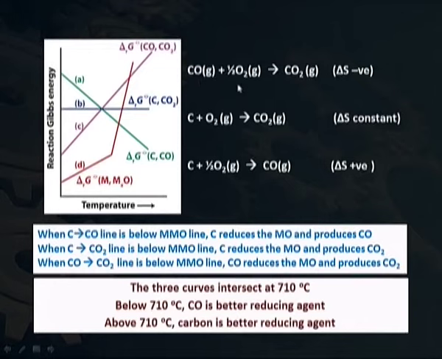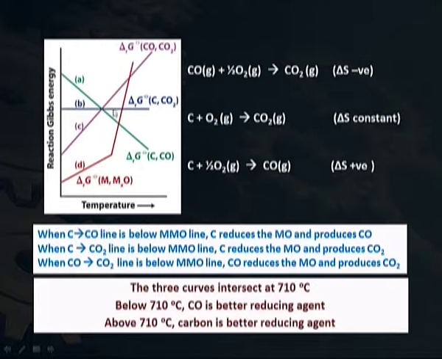There are other carbon reactions also possible. Here they are listed: carbon monoxide reacting with oxygen to form carbon dioxide, carbon also forming carbon dioxide, and carbon forming carbon monoxide. Each of these curves is shown by the lines here. The green line corresponds to the carbon monoxide formation. This has a positive delta S, and therefore the slope is downward, because you have half a mole of gas on one side and 1 mole of a gaseous species on the other.